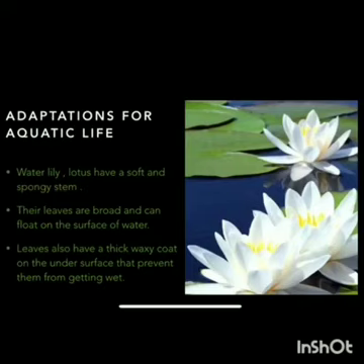See the water lily in the picture. They have such broad leaves so that they can easily float on the surface of water. Leaves also have a thick waxy coat on the undersurface that prevents them from getting wet.